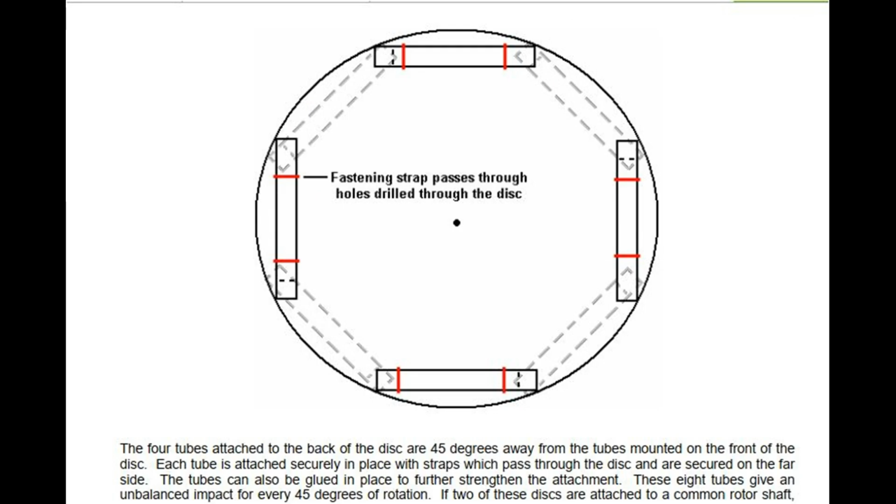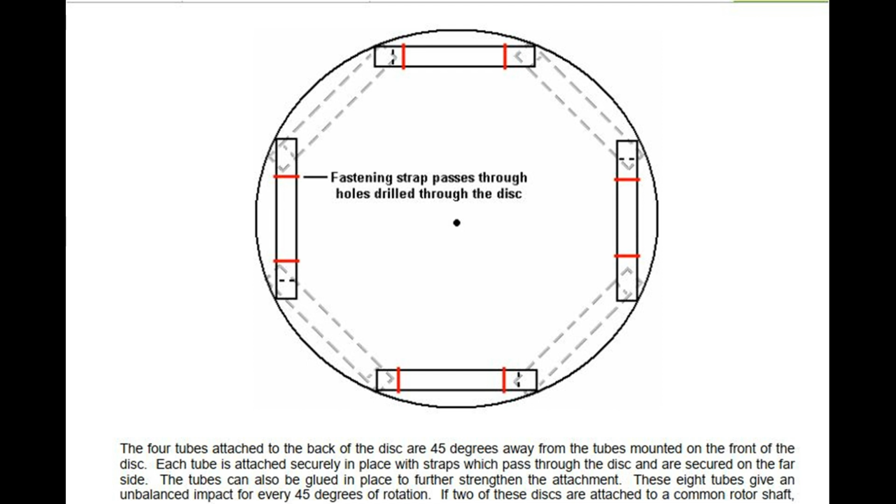The 4 tubes attached to the back of the disc are 45 degrees away from the tubes mounted on the front of the disc. Each tube is attached securely in place with straps which pass through the disc and are secured on the far side. The tubes can also be glued in place to further strengthen the attachment. These 8 tubes give an unbalanced impact for every 45 degrees of rotation.